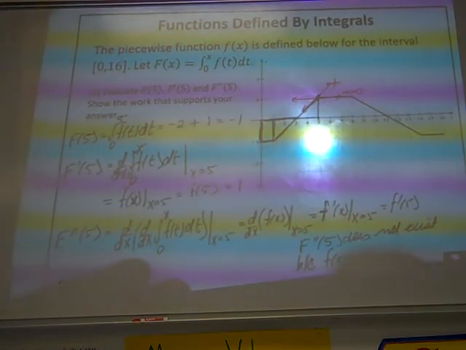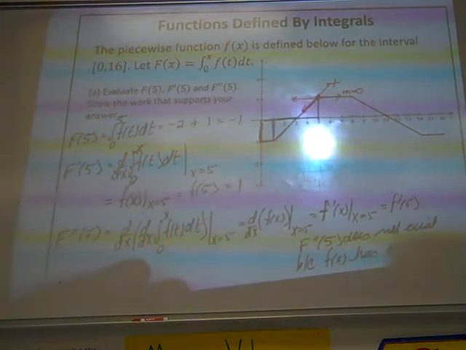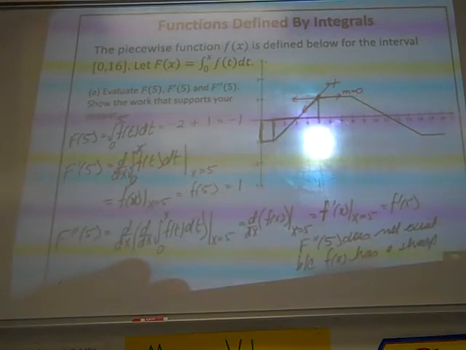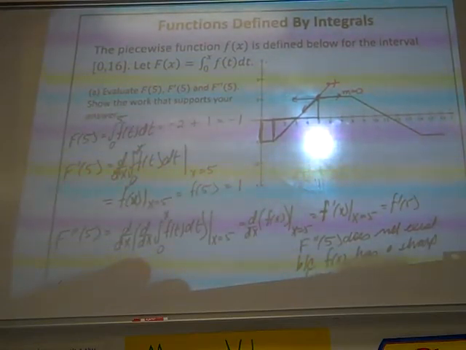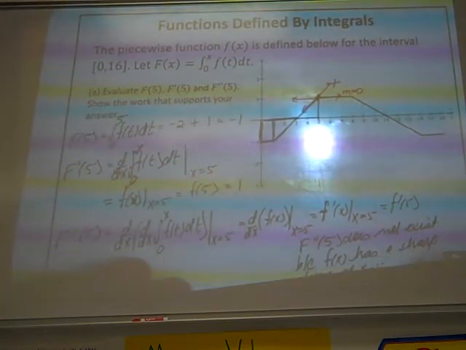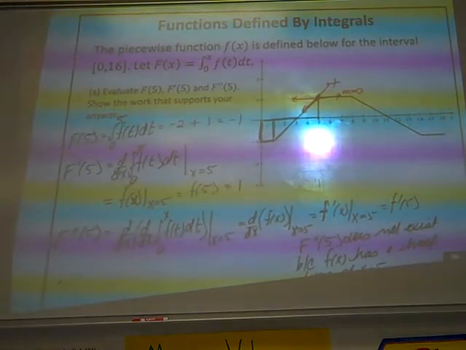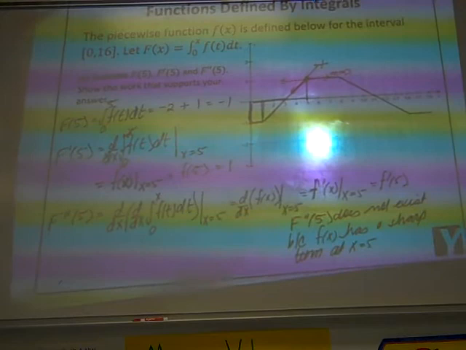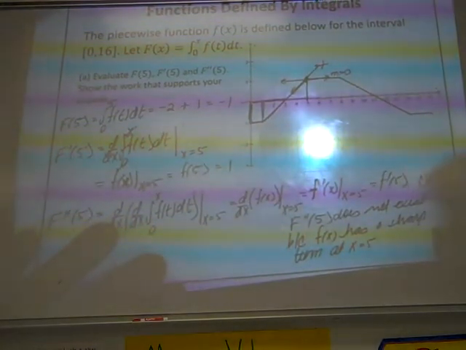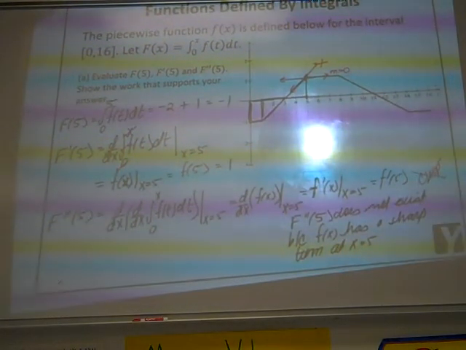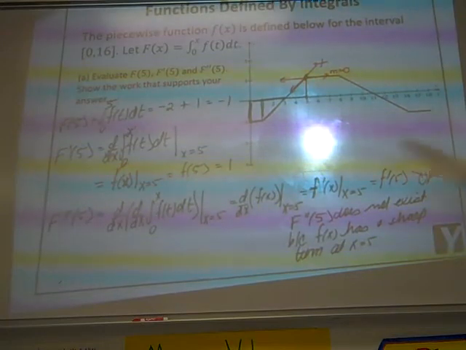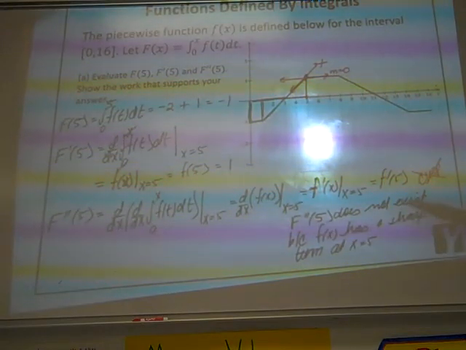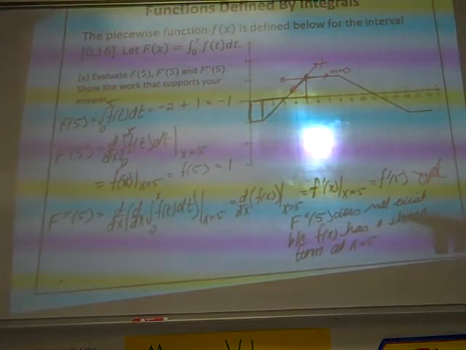because little f of x has a sharp turn at x equals 5. Okay. And for all my calculus students watching this, we are not using the word cusp point anymore. You could say big F double prime of 5 doesn't exist because F has a sharp point.